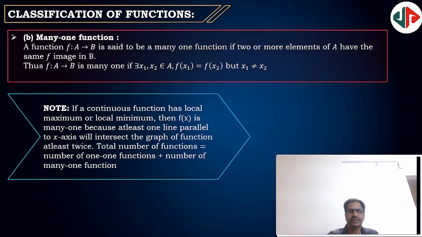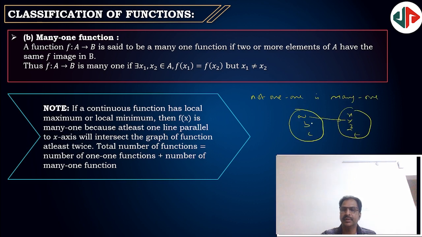Many one function. Just now I said any function which is not 1-1 is said to be many one. That is, image of A and image of B are same. Here different elements are not having different images because A and B are having same image. It is said to be many one. Remember, any function which is not 1-1 is said to be many one.